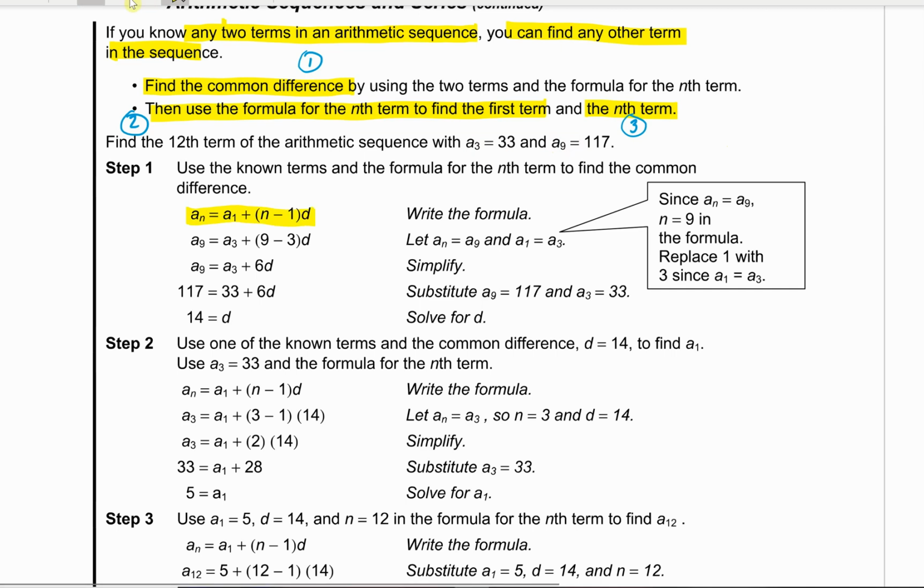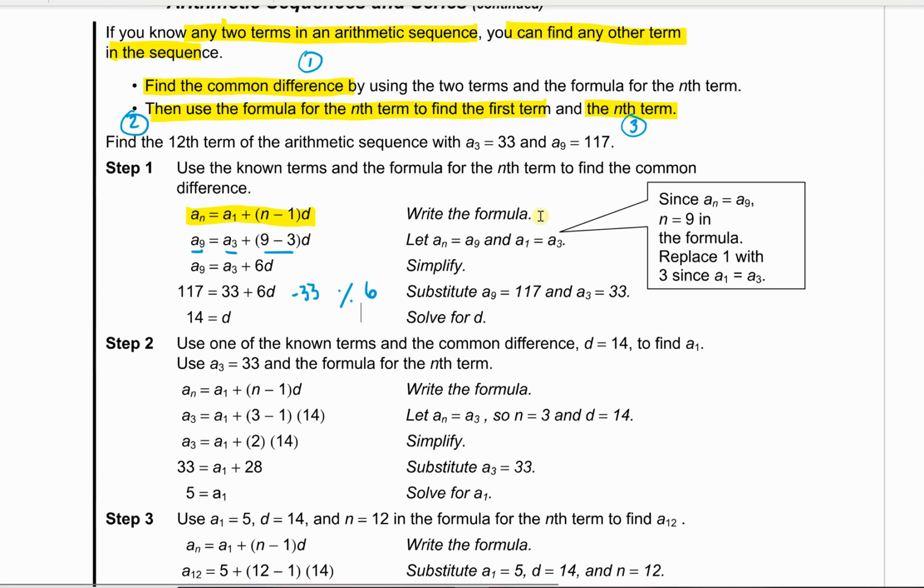I'm going to say, okay, a9 is a3 plus 9 minus 3 times d. So 9 minus 3 is obviously 6. Plug in 117, plug in 33. Solve for d. So basically you're going to subtract 33 from 117, and then you're going to divide by 6, and we get d is 14.